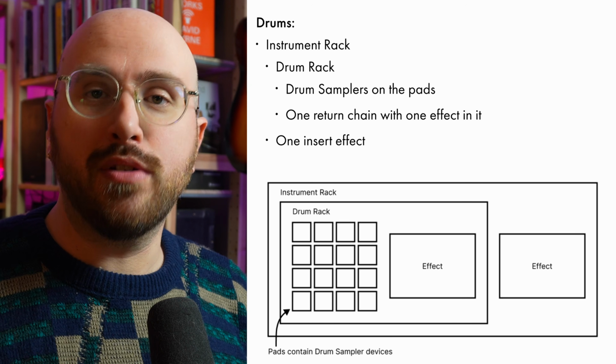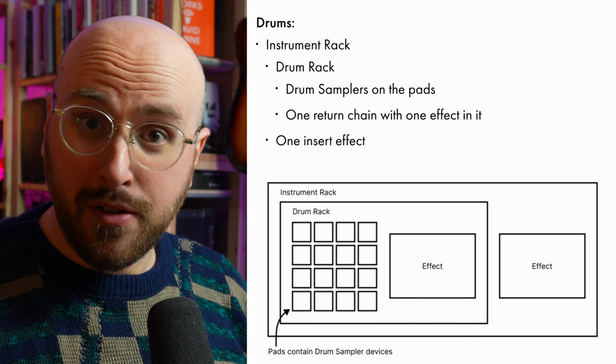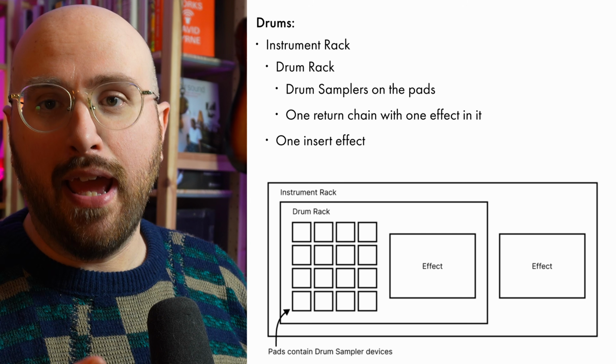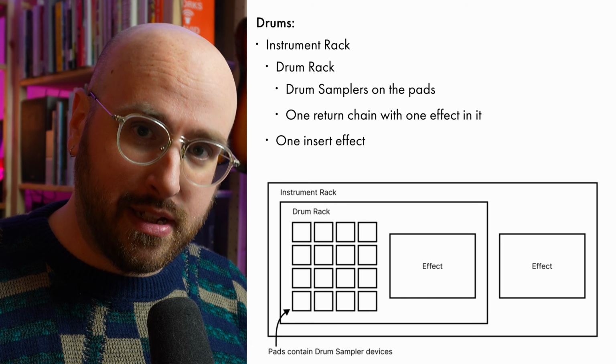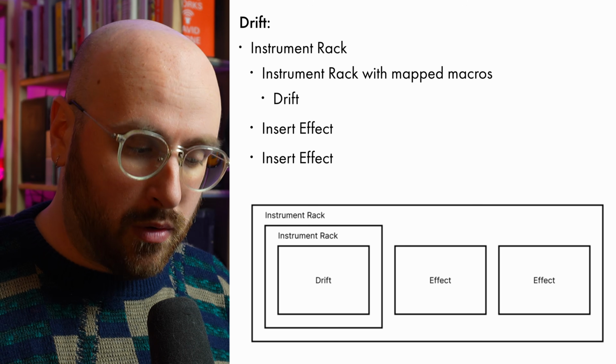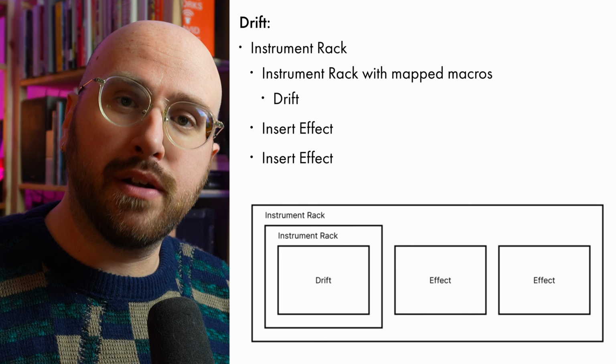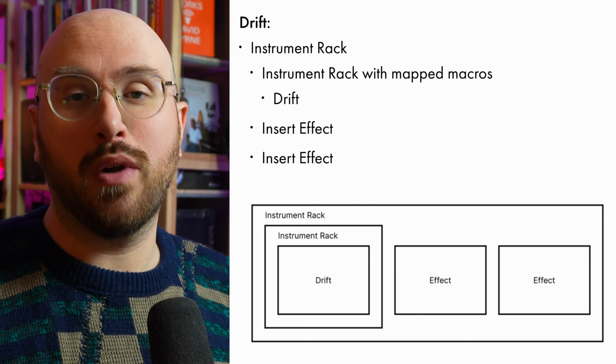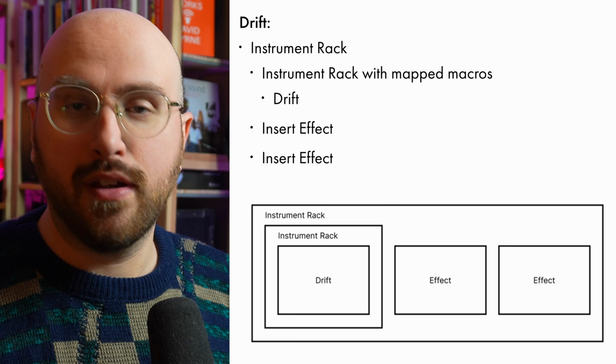On drum rack, you get 1 effect in the return slot and 1 effect running after your entire drum kit. When you're building an instrument rack with Drift, or if you're using the melodic sampler, you get 2 effects running in series after the instrument.